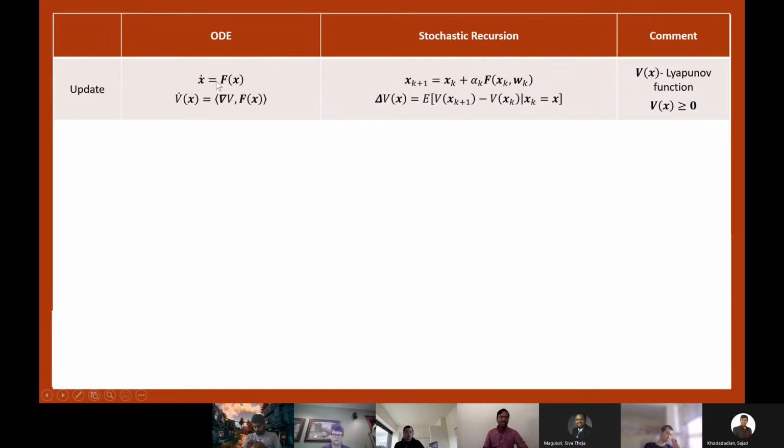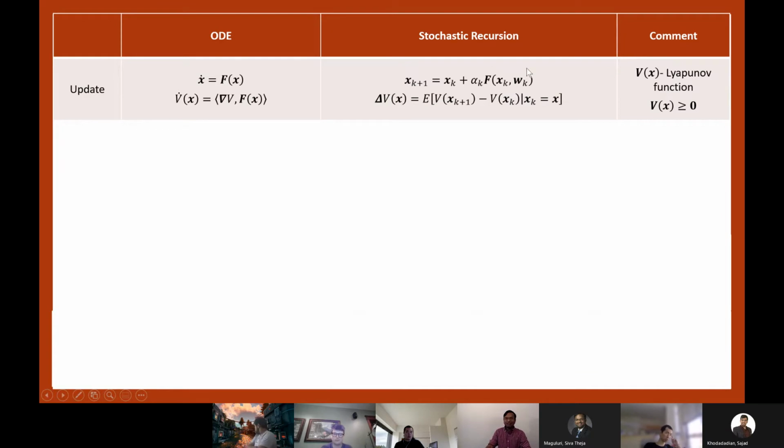And the general stochastic recursion we have is of this form: x_{k+1} equals x_k plus step size times f. And V is a Lyapunov function. For some of the results I'm going to state, V needs to be non-negative. For some, that's not required. And the drift of this Lyapunov function is defined as follows. Suppose I start in state x, and then I look at the future state x_{k+1}, which is going to be random. And then I take its expectation and look at the difference. This is called the drift of the Lyapunov function V at state x.